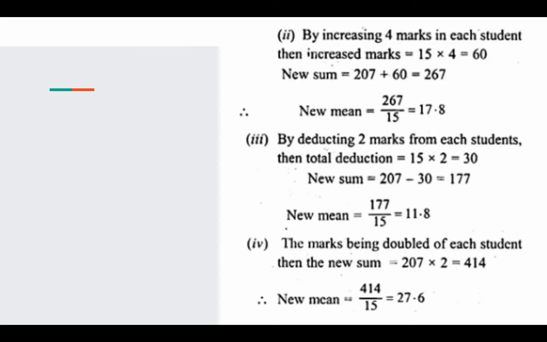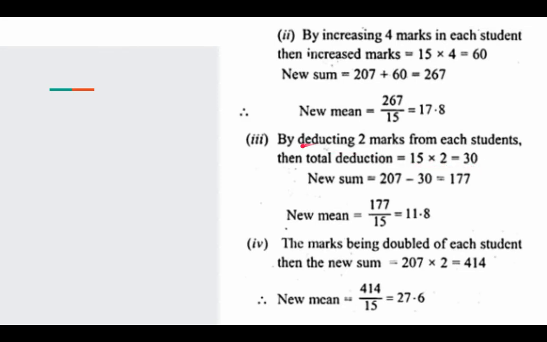Clear? Third part question says the mean of their marks you have to find out again. When the marks of each student are changed, how many students? 15 students. For each student, what are we doing? The third part says by deducting 2 marks of each. So what will happen? 15 twos are 30. For one student, I am reducing 2 marks. For 15 students, 15 twos are 30 marks will be reduced.